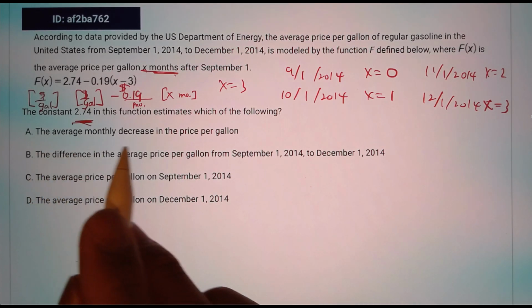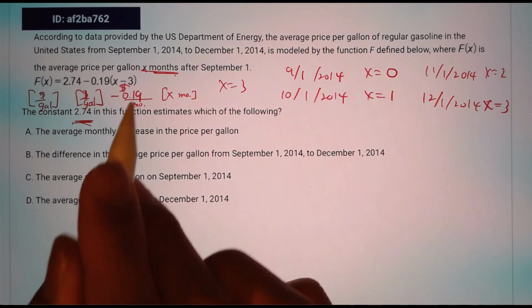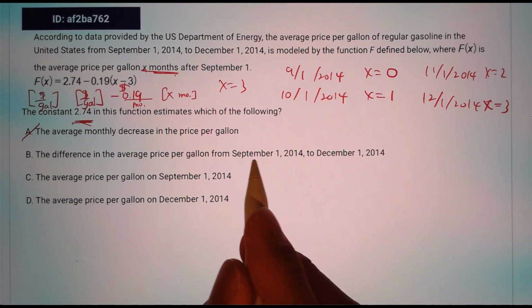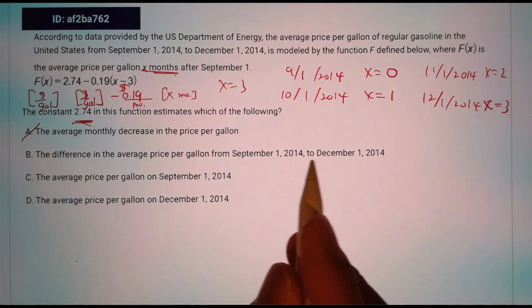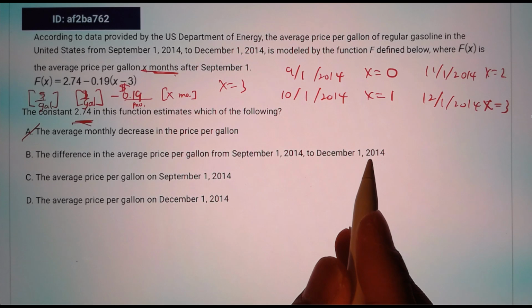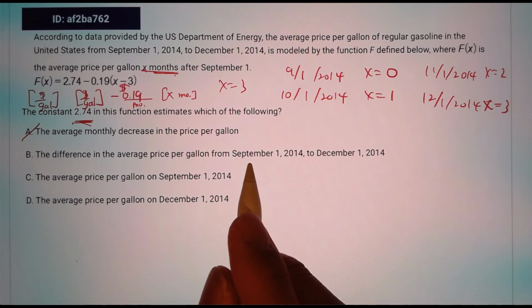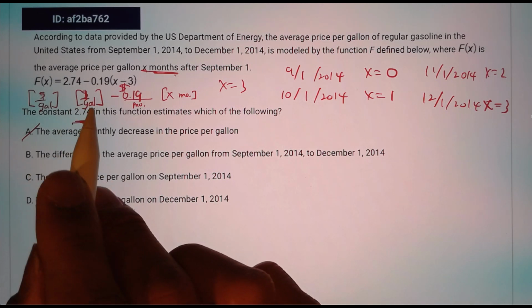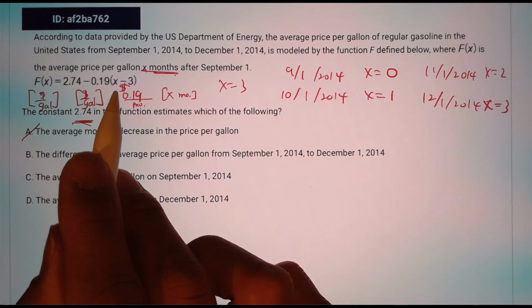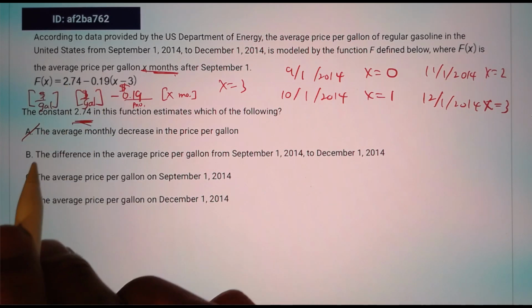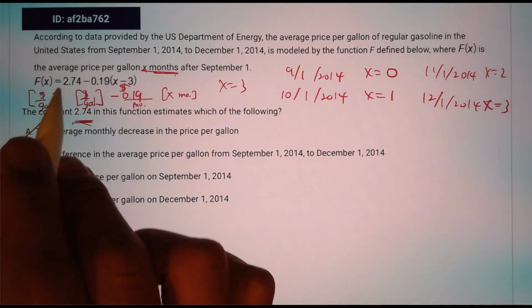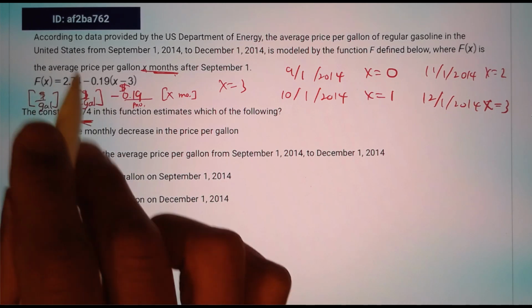A, the average monthly decrease in the price per gallon, that will be 0.19, so A is wrong. B, the difference in the average price per gallon from September 1st, 2014 to December 1st, 2014. Okay, so that would be when you have x equals 3 here. No, I'm sorry, when you have x equals 0, and then when you have 2.74, the difference would answer B here, but this doesn't really answer 2.74. Again, 2.74 becomes important after 3 months for the price.